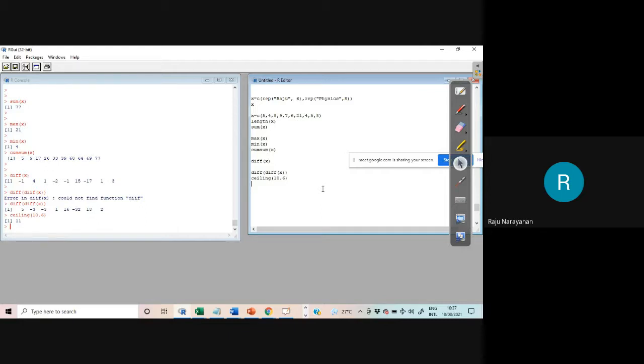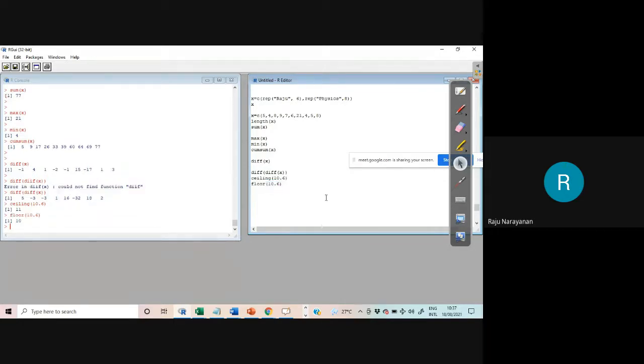Sometimes you may need it, no? If the price is 10 rupees 60 paise, we have to pay 11 rupees. If it is 10 rupees 40 paise, we need to pay only 10 rupees. Floor of 10.6 is the integer just below that.